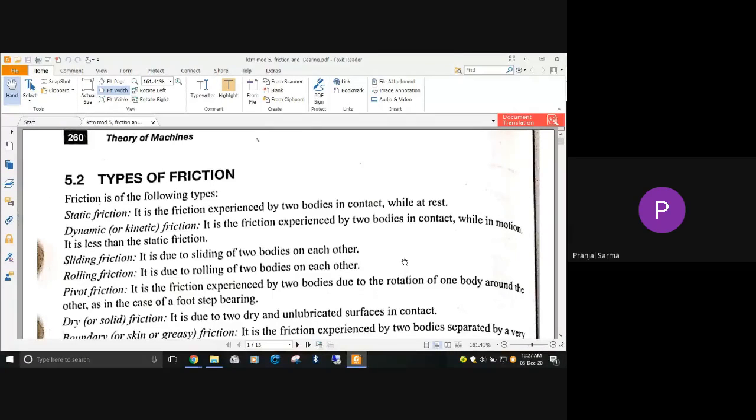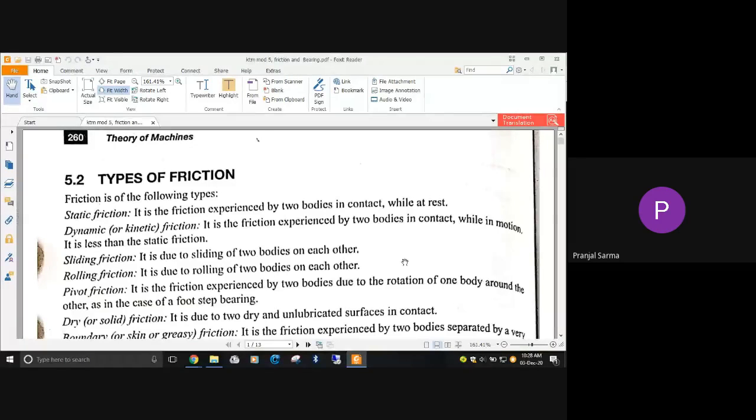And apart from that, the rest of the parts, we'll be talking about some bearings, some clutch friction, clutches, brakes, etc. There also you will see that we have contacting surfaces, relative motion, etc. So it will be related to this particular friction.